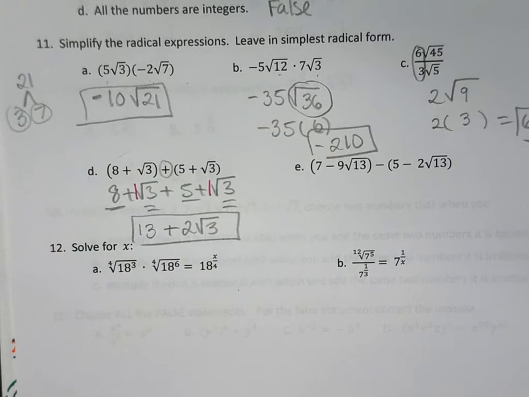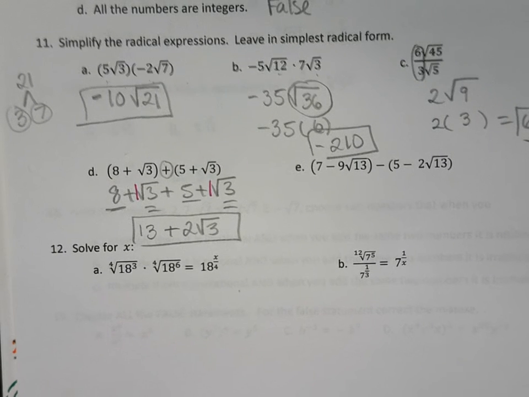Okay, so be careful. Kids often like, oh, they're the same. They're both root 3, so the radicals cancel out. No, that's only when you're multiplying, not when you're adding.